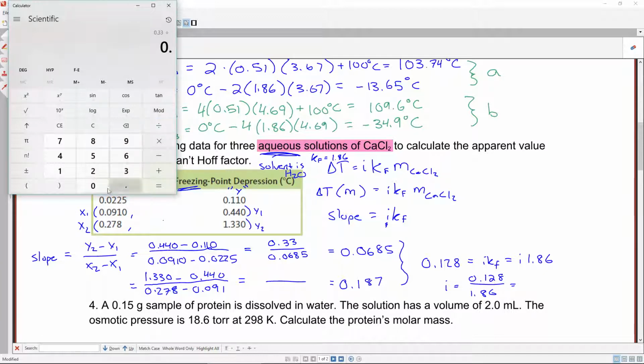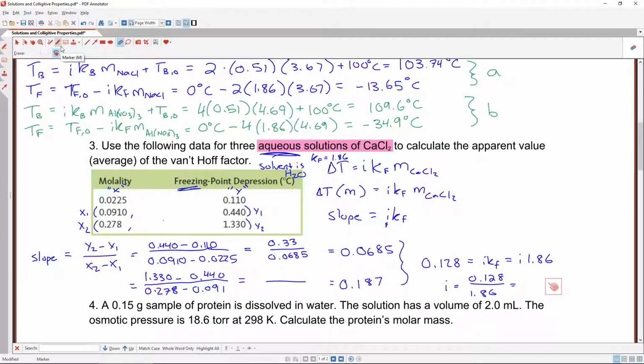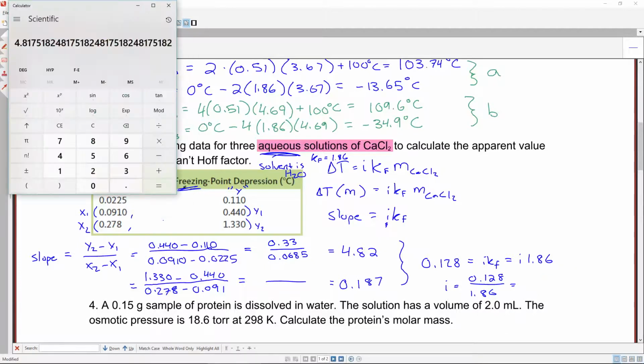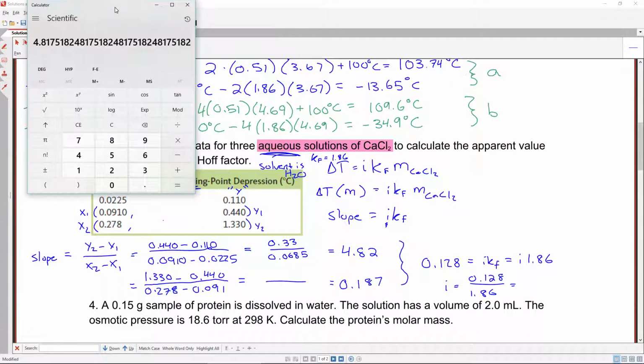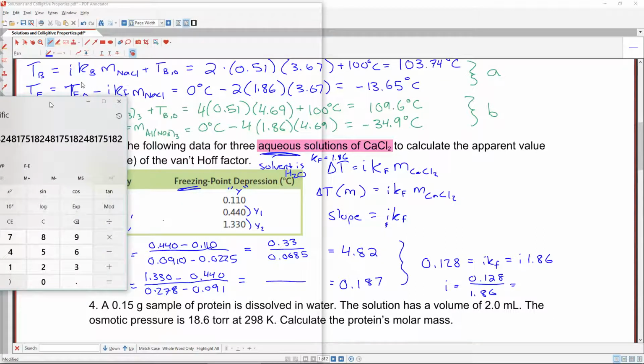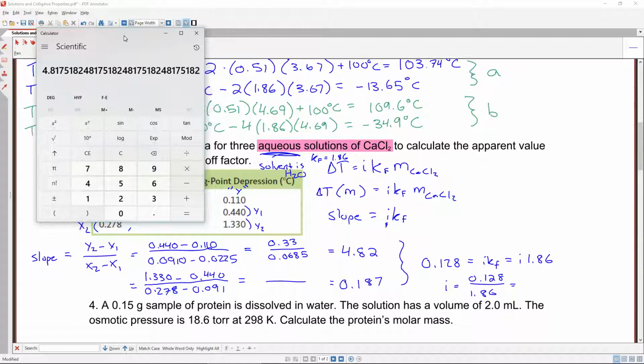0.33 divided by 0.0685 is 4.82. Cool. So let's erase this. Right, 4.82. Awesome. Now, it's also important to note, calcium chloride, we know what the van 't Hoff factor for that is. It's going to be approximately 3. Right.